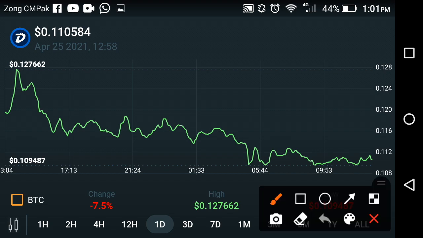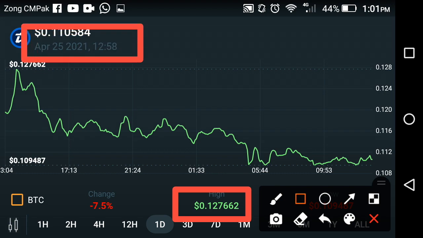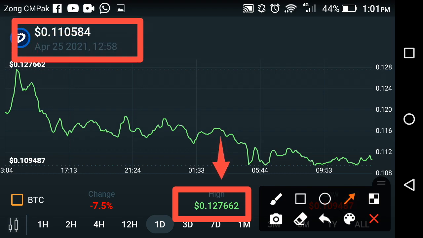As you can see, the last 4 day price change in DigiByte is negative 7.5%, and the high price of DigiByte in the last 1 day period is about 0.127662 USD at this time, friends. And now the current price is about 0.110584 USD. As you can see here is a 20 and here is 11. That means a 1% change occurred in DigiByte, the price fell fast, friends.